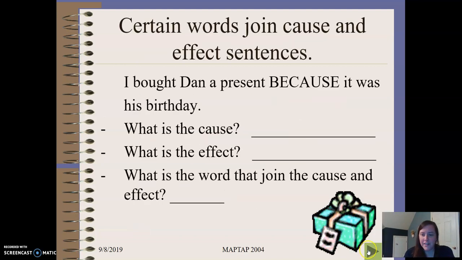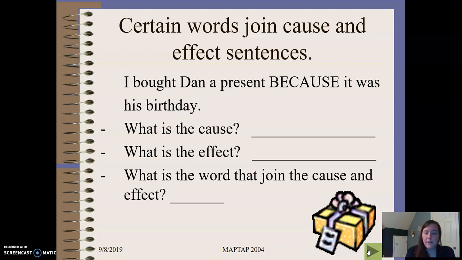I feel like these examples are really juvenile, but we're going to continue to go through them. So I bought Dan a present. Here's a transition word: because it was his birthday. What is the cause and what is the effect? So the cause is Dan's birthday. The effect is you bought him a present, right?